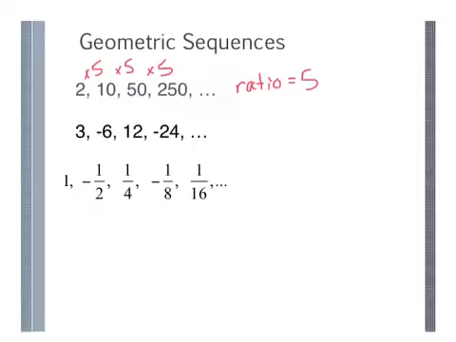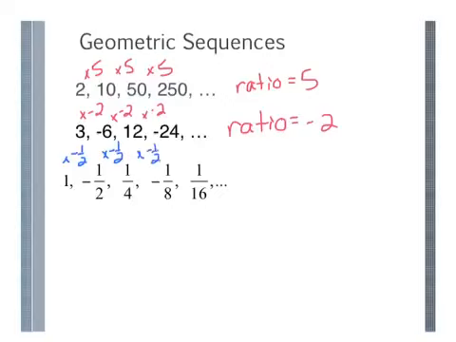In the next sequence, you're alternating from positive to negative to positive to negative. One way to make that happen is to multiply by a negative value. So 3 times negative 2 is negative 6. Negative 6 times negative 2 is positive 12. Positive 12 times negative 2 is negative 24. So here your common ratio is negative 2. In the third example, we are multiplying by negative 1/2. So negative and a fraction to get to the next terms of the sequence. So here your common ratio is negative 1/2.